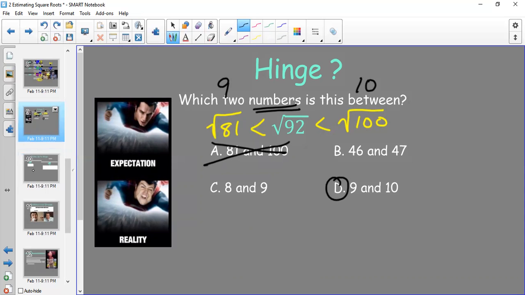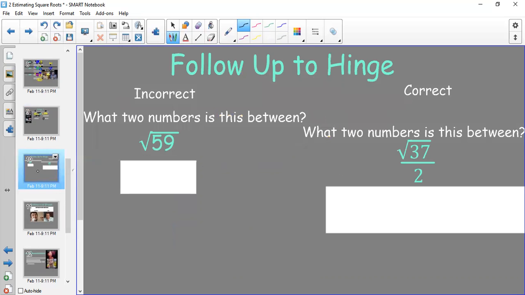All right, if you got that one correct, try the one on the right. It's a much tougher question. If you missed it, try the one on the left. Go ahead and pause now.